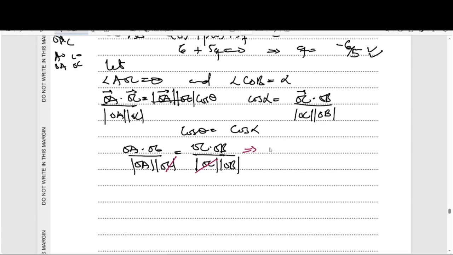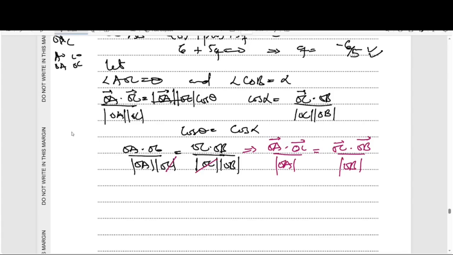So what we have now is OA dot OC over OA magnitude is equal to OC dot OB divided by OB magnitude. Remember, these ones are vectors, right? So this is what we need to make sure the angles are the same. We already have OA, OC, and OB. We just need to find their dot products and then their magnitudes, and we are good to go.